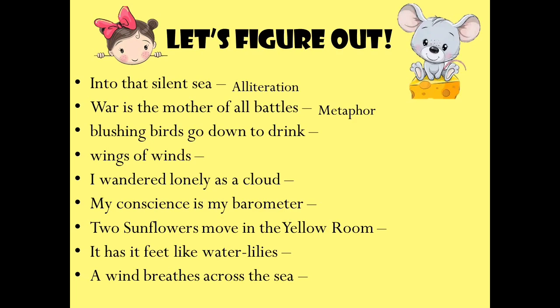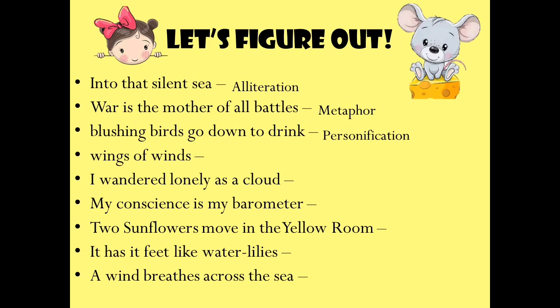Blushing birds go down to drink. So what is happening here? Can you tell me which figure of speech has been used? Okay, let us see the answer. Yes, personification has been used here. And there's something else also that you can find out. Blushing birds. So, BB sound is repeating. So, you can even write that the sentence was having alliteration. Other than that, why we are writing personification? Because birds don't blush. Humans blush.